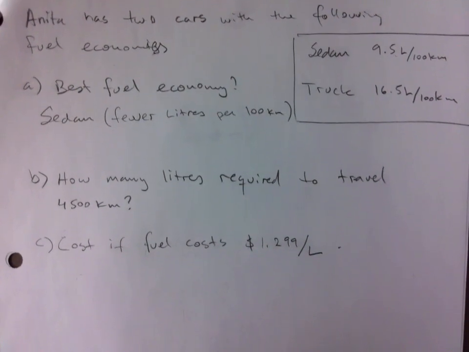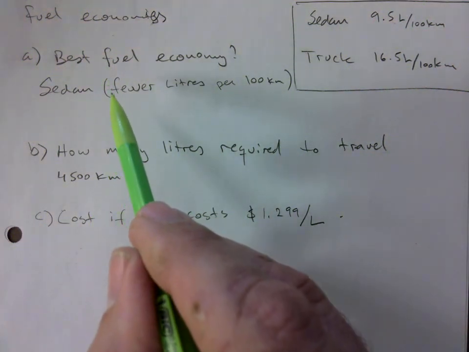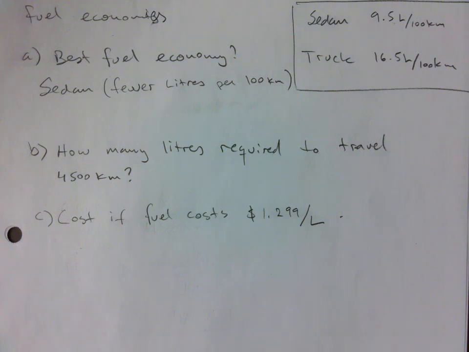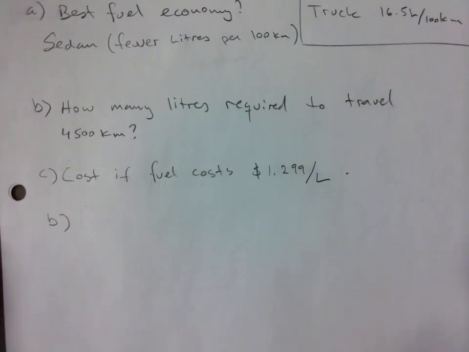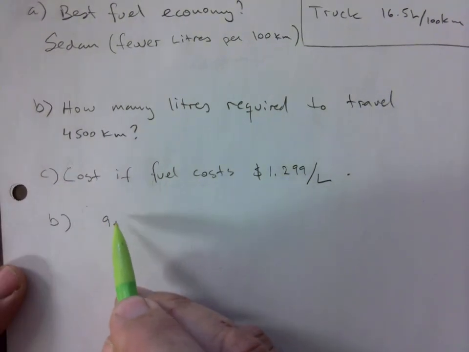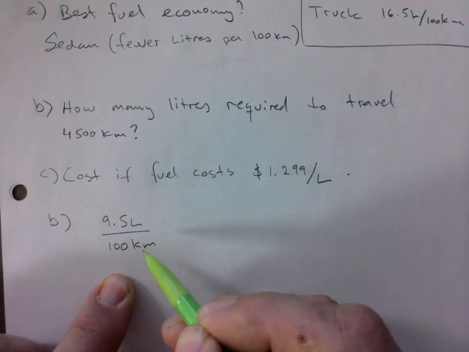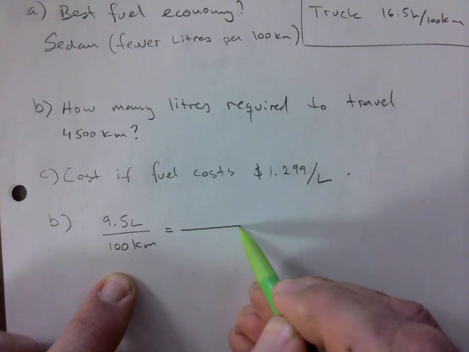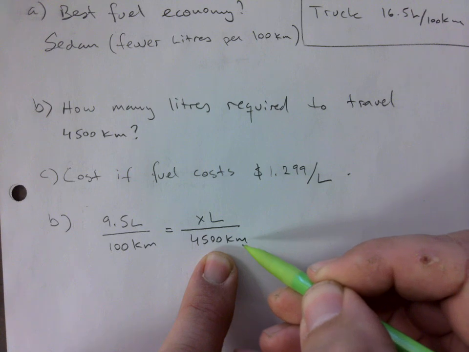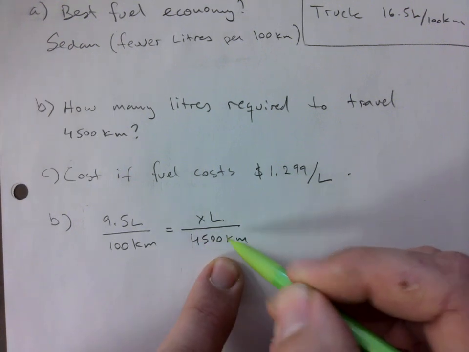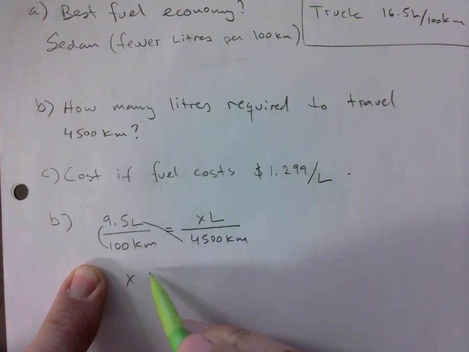Anyways, there we go. Now part B is asking, if you pick the sedan, how many liters are required to travel 4,500 kilometers? So I'll answer it down here. Basically what you start with, folks, is the fuel economy. If you are given this, you may have to calculate it, but you are given that, so use that. Then you ask how many liters to travel a much longer distance of 4,500 kilometers, right? So kilometers line up, X is the unknown, it's liters, so you just cross multiply and divide like that.